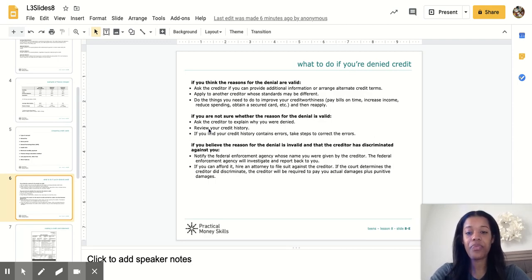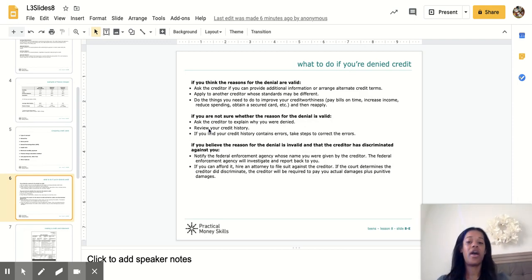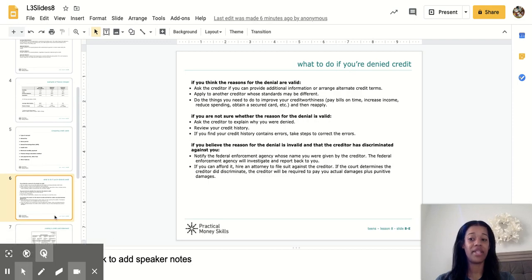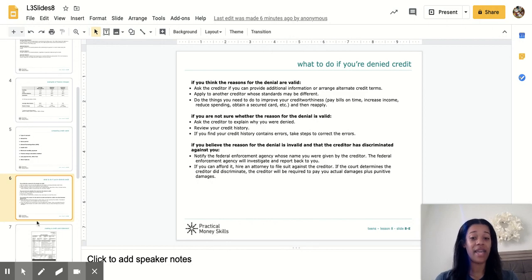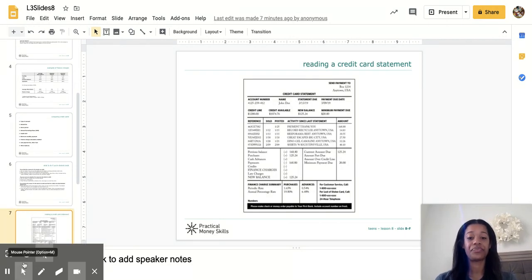If you believe the reason for the denial is invalid and the creditor has discriminated against you, notify the federal enforcement agency whose name you were given by the creditor. The federal enforcement agency will investigate and report back to you. And if you can afford it, you can actually hire an attorney to file a suit against that creditor. If the court determines they did discriminate, they will be required to pay you damages, plus punitive damages.